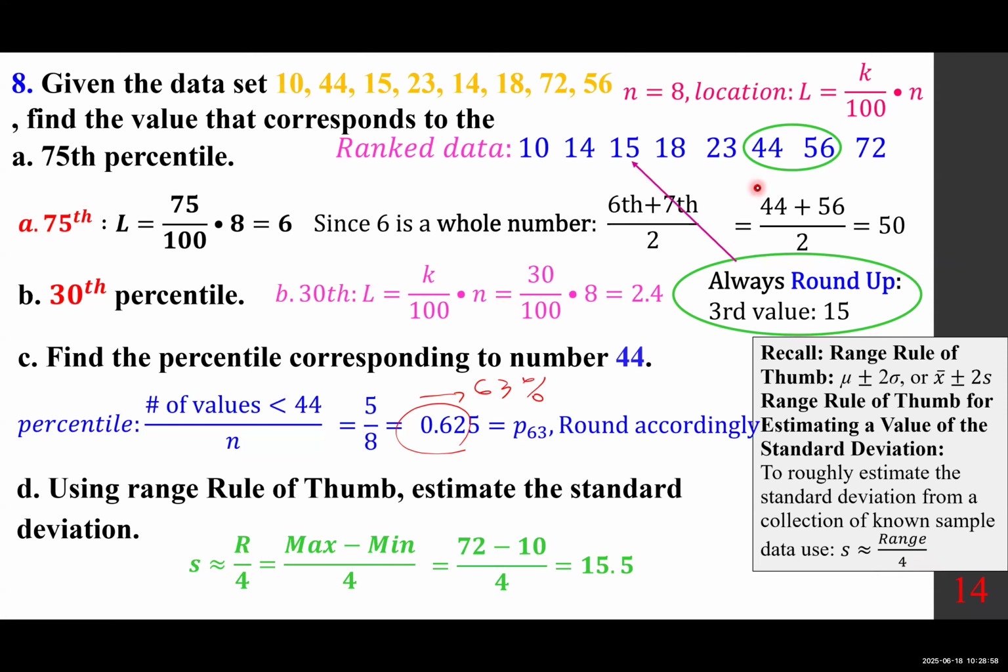Otherwise, you have to go to the formula, the summation of x minus x bar squared over n minus 1, and you take a root. Okay, that's the exact answer. This is a rough estimate, and they're pretty close.